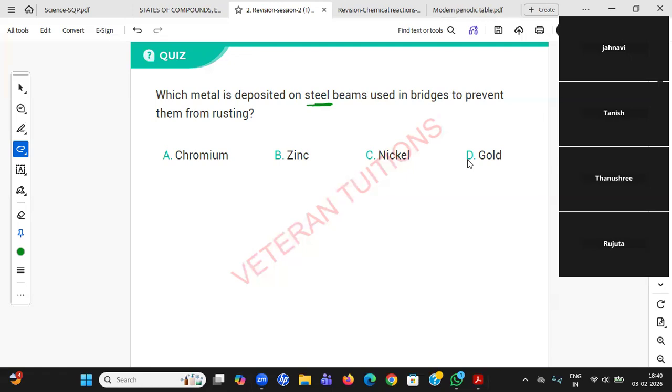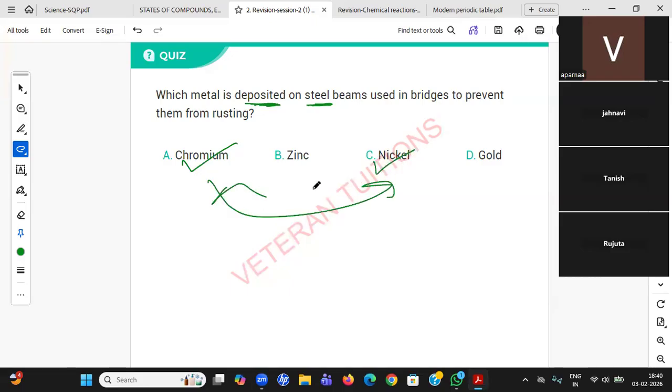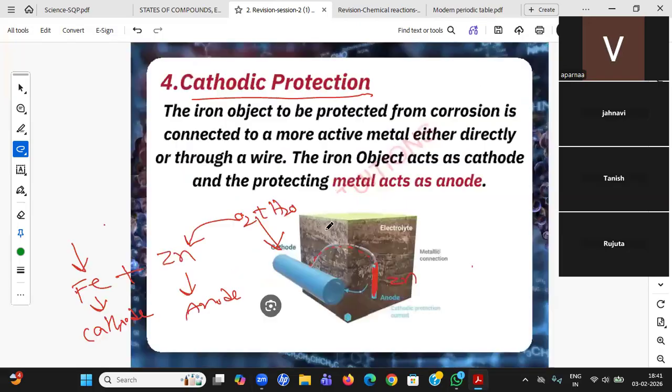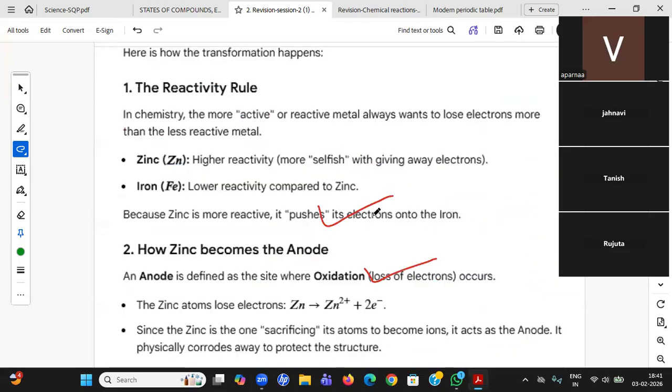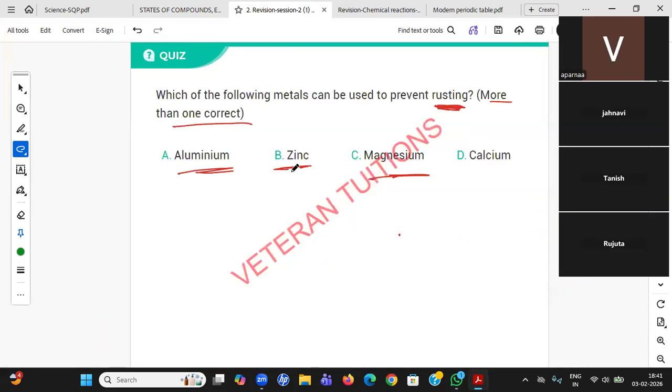He's asking deposit. Is he asking mixing? If mixing, then you would have said, sir, this particular steel will be made up of chromium and nickel. So it will be alloying. But did he say mixing? Depositing. So where is the depositing word used in our techniques? We have used the depositing word only for galvanization. The top layer, zinc, will be deposited on the top layer. So the answer should be only zinc.